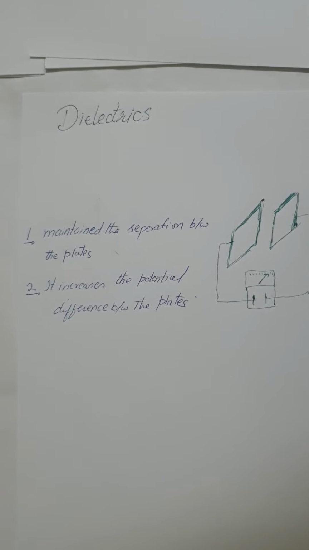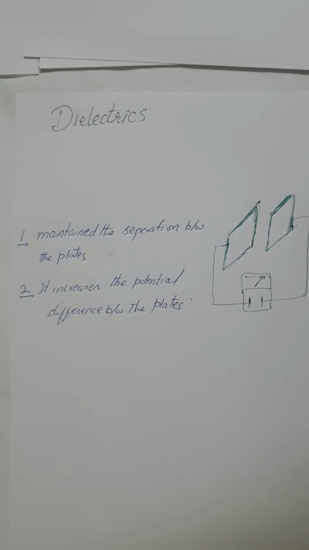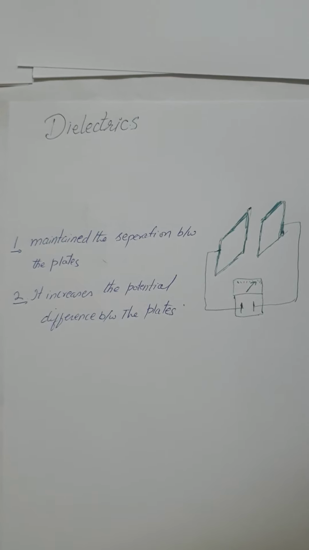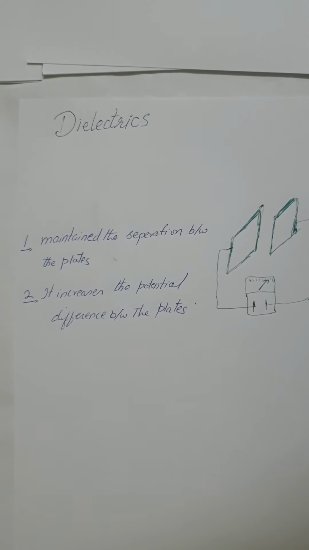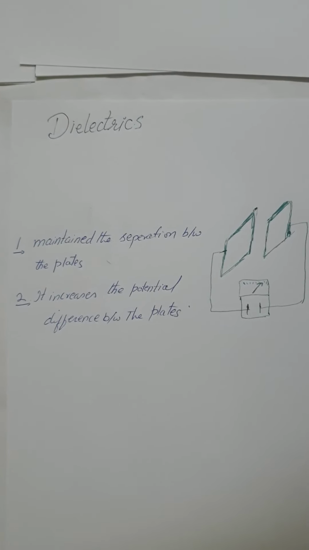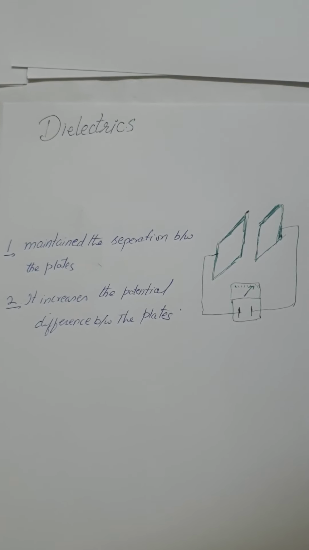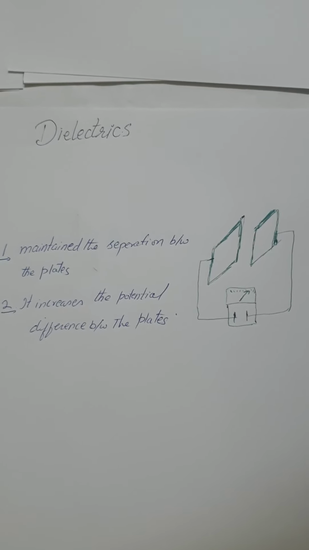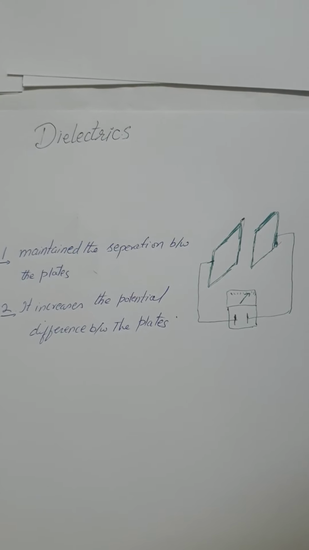Insulating materials, when they are placed under a large electric field, partial ionization takes place in them. Because of that ionization, these insulators break down, and conduction can take place through the dielectric. This breakdown or this ionization under the effect of large electric field is called dielectric breakdown.